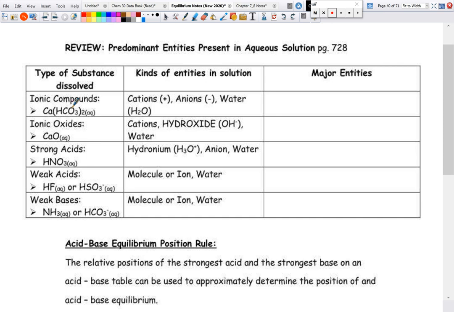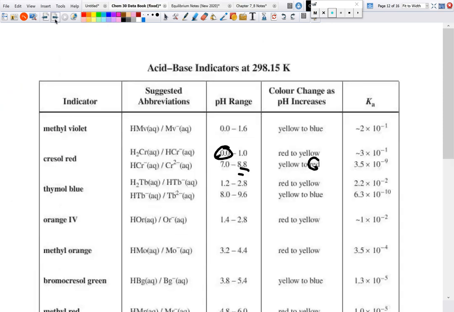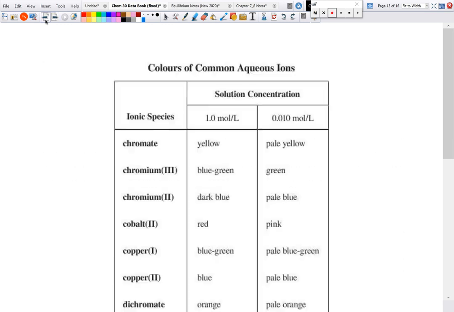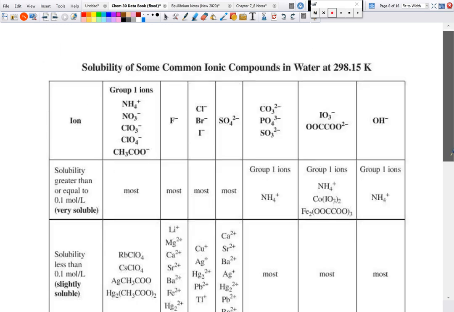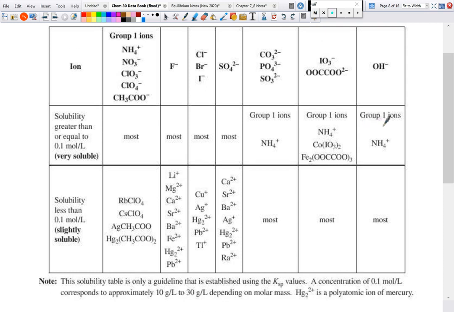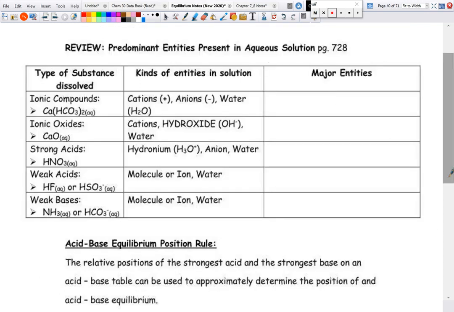So you have to remember that if we have an aqueous ionic hydroxide, you can always check if they're aqueous or not by using the solubility chart in your data booklet. The solubility chart is right here. So for our hydroxides, all group 1 ions and ammonium are soluble. Everything else is slightly soluble, so it's not going to dissolve 100%. But if you do have something that is soluble, when you put it in water, what you get are the cations, the anions, and water. So for example, calcium hydrogen carbonate: if we put this in water, we get the calcium ion and the hydrogen carbonate ion.